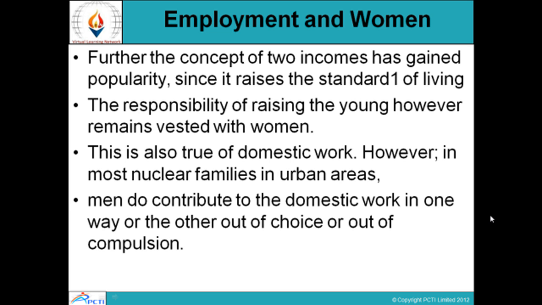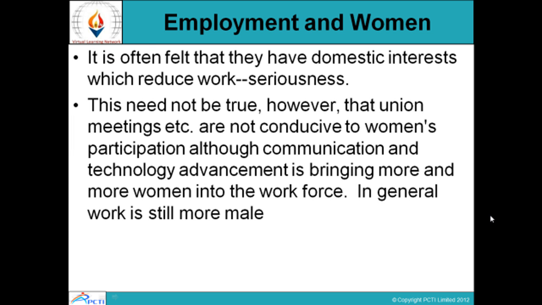This is also true of domestic work, though in most nuclear families in urban areas, men do contribute to the domestic work in one way or the other, out of choice or out of compulsion. It's often felt that women have domestic interests which reduce work seriousness. This need not be true, however, though union meetings and so on are not conducive to women's participation, although communication and technology advancement is bringing more and more women into the workforce. In general, work is still more male-oriented.